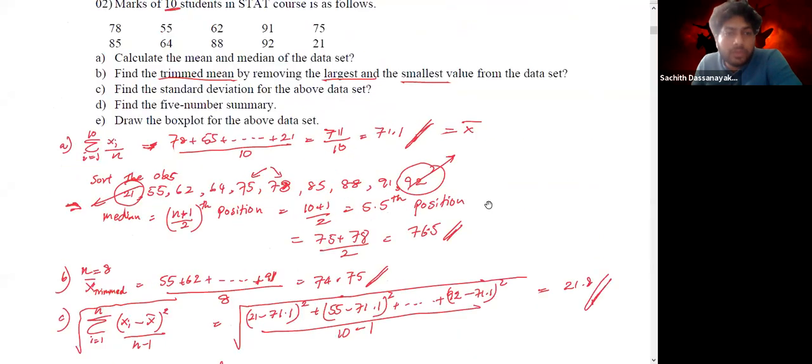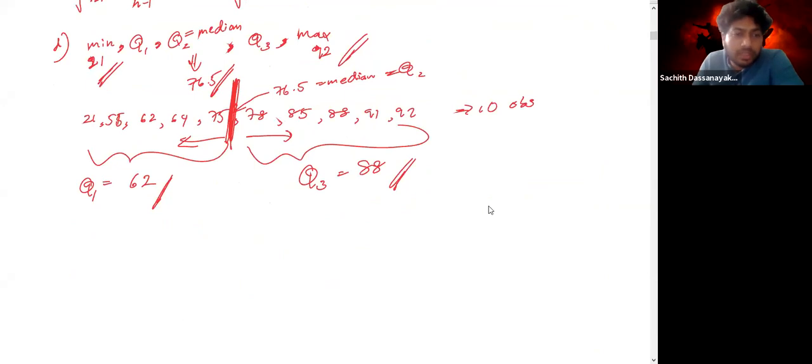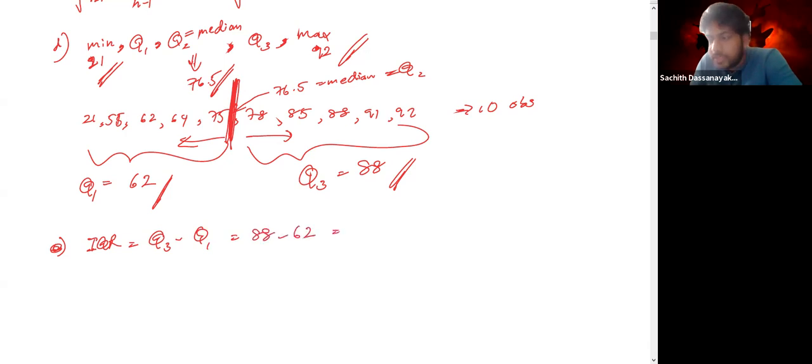What's the last one? Part E: draw the box plot for the above data. Once you have to draw the box plot, remember, anywhere you draw a box plot, you have to figure out first whether there are any outliers or not. So how do you find the outliers? Using the IQR, the interquartile range. Do you remember? Q3 minus Q1: 88 minus 62, which is 26.